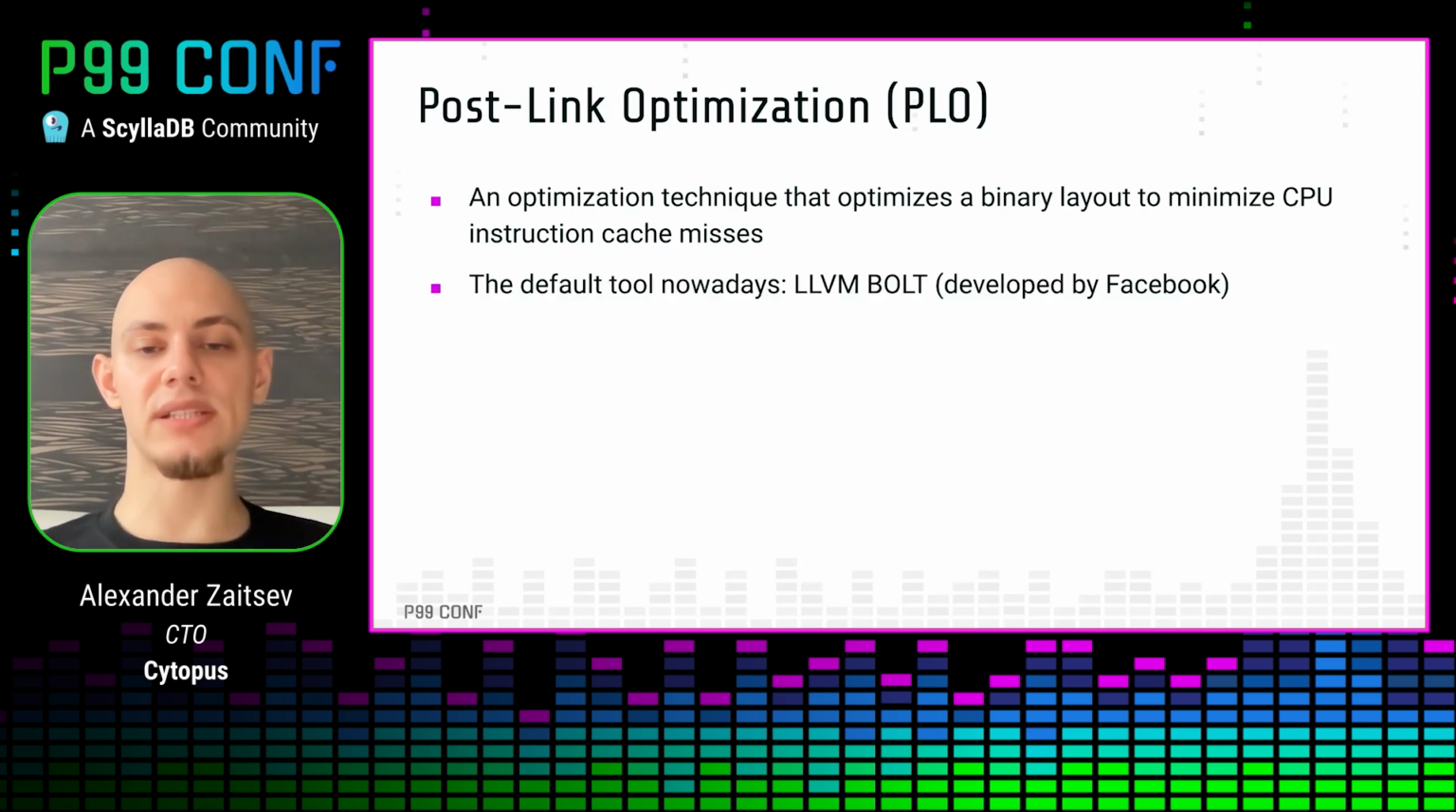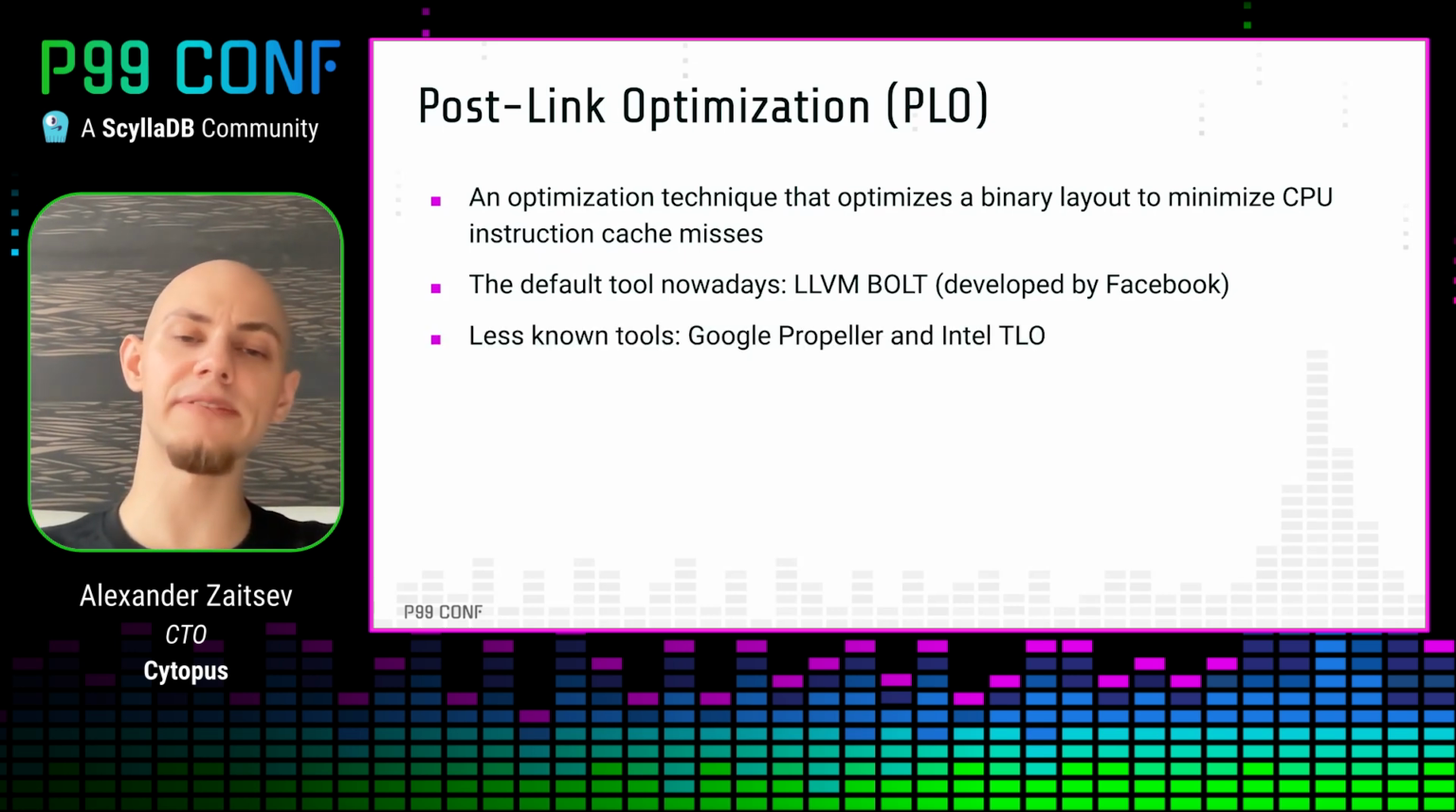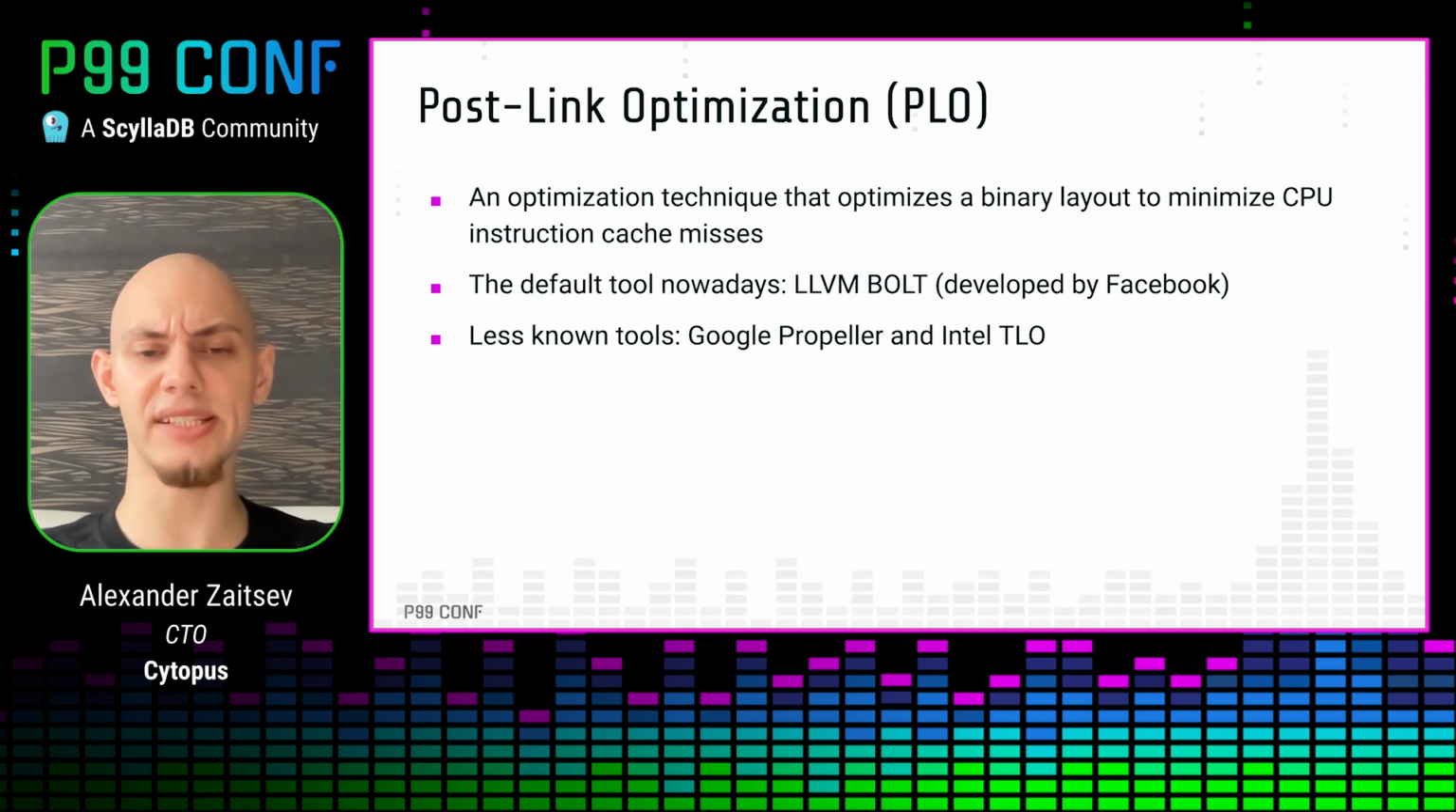This idea was implemented first, as far as I know, by Facebook engineers in the tool called LLVM Bolt. This tool was originally called just Bolt and was upstreamed to LLVM. That's why LLVM Bolt. This is the most major tool on the market nowadays for doing it. There are different alternatives like Google Propeller and Intel Thin Layout Optimizer, or TLO. They are less major in my opinion. So if you are going to try this optimization, please start with LLVM Bolt.